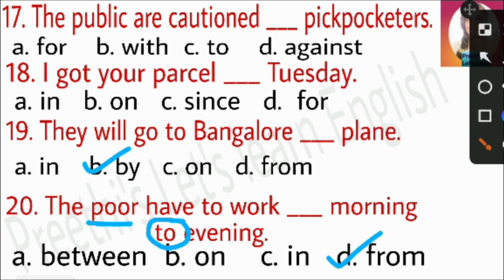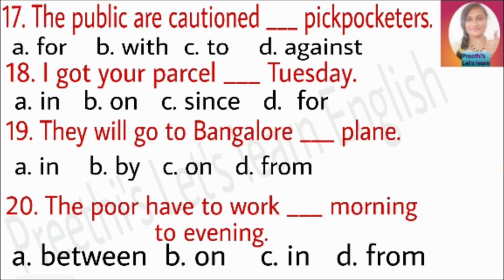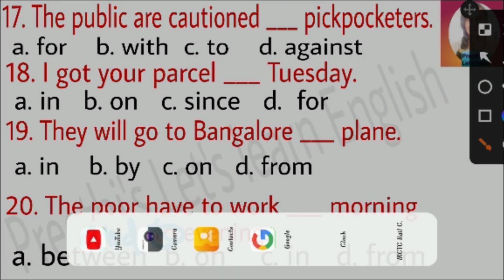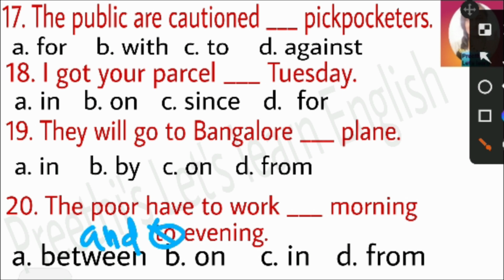If instead of to, they have given and, what do we have to use? We have to use between. The poor have to work between morning and evening. So for a starting and ending point, if they have given and, between and will be used. If they have given to, from and to are used together.